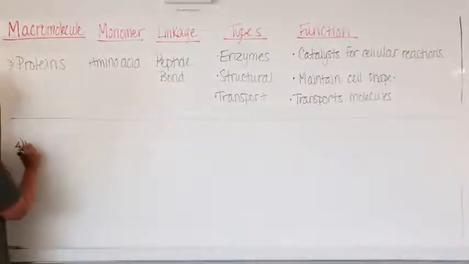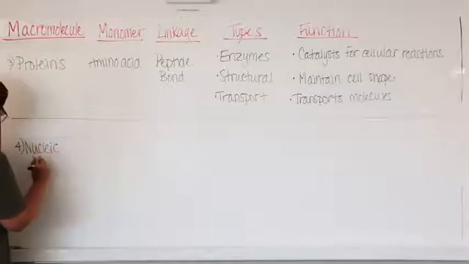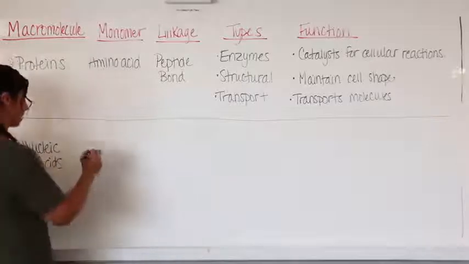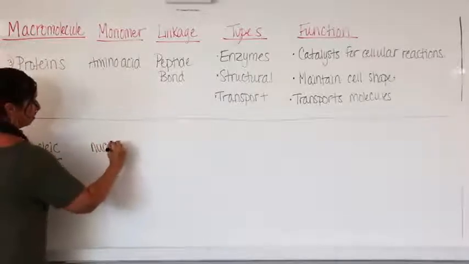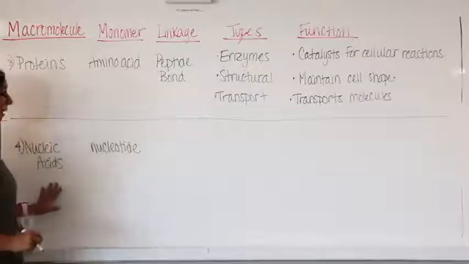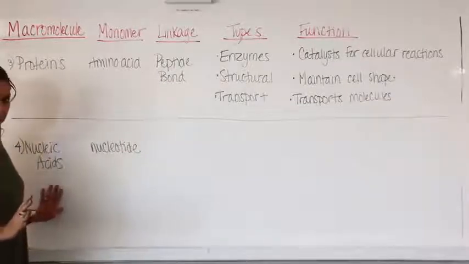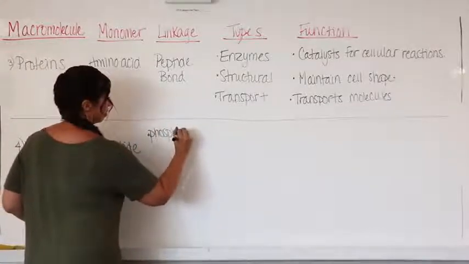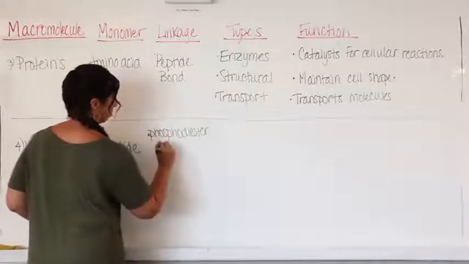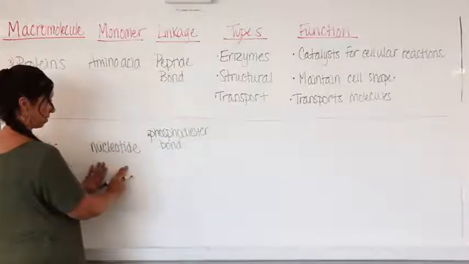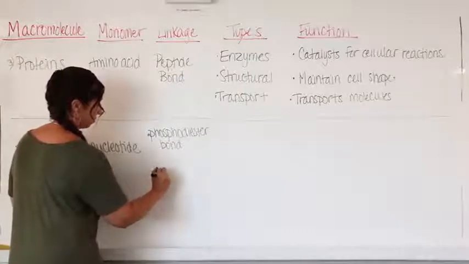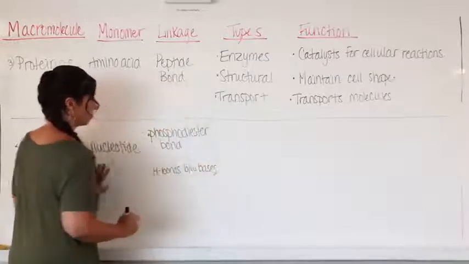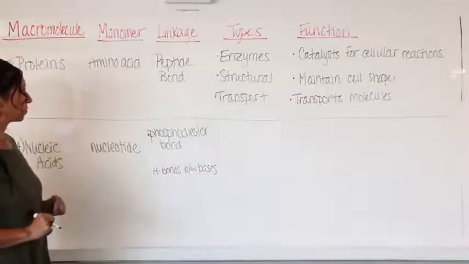And then lastly, nucleic acids. The monomer for a nucleic acid is your nucleotide. Remember, there's a couple linkages I want you to know about. The first one is a phosphodiester bond. That's between nucleotides, and hydrogen bonds between bases. So there's a couple things going on.